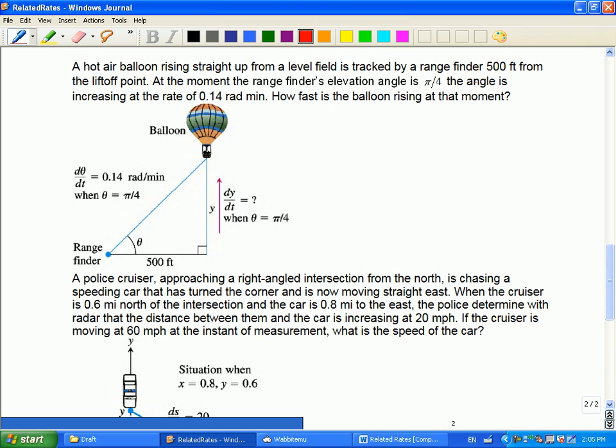a balloon going straight up. It says it's being tracked by someone 500 feet away from a liftoff point, so that would be my 500 feet. Then it says, at that moment, the angle of elevation is pi over 4. So pi over 4 should go in my picture. And it tells me that the balloon, the rate of increase is 0.14 radians per minute. Should it be positive or negative if you think about this? That angle should be getting bigger, right? The more the balloon rises. So we should expect that that rate of change is positive, like they gave it to us.